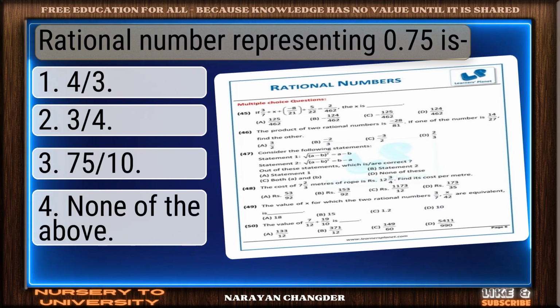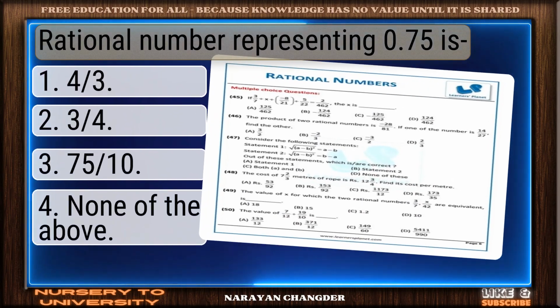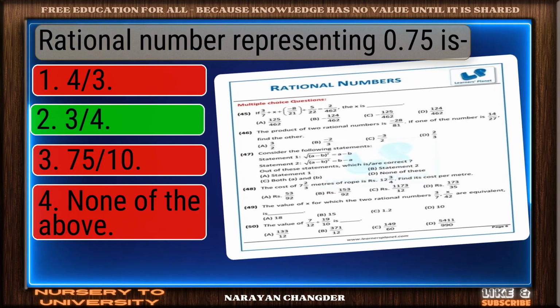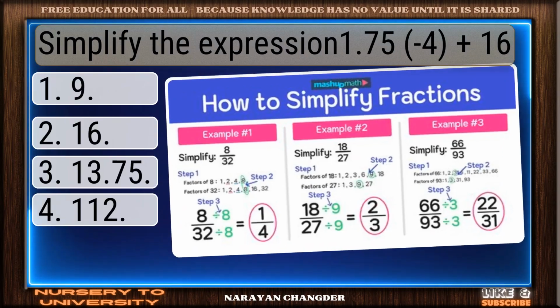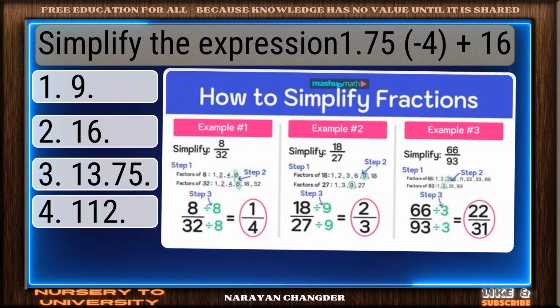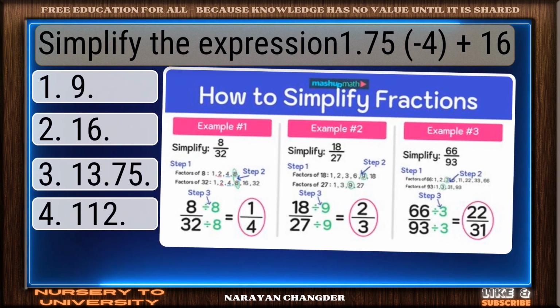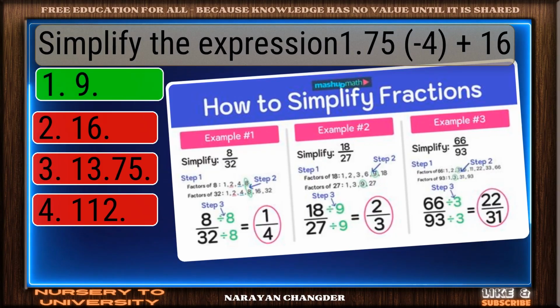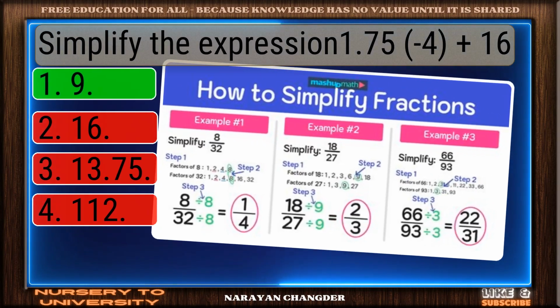Question number 54. Rational number representing 0.75 is? Correct. 3/4 is the right answer. Question number 55. Simplify the expression 1/75 plus 1/6. Smart pick. 9 is the correct choice.